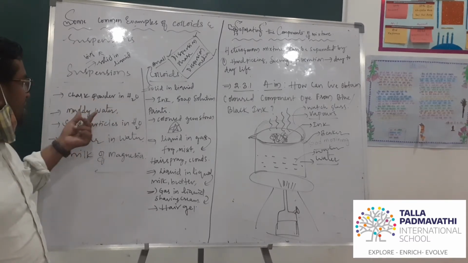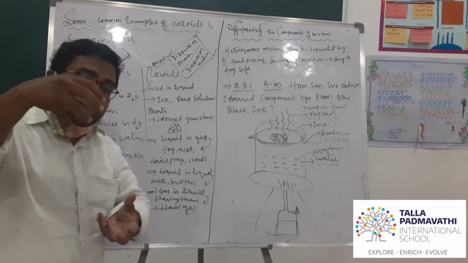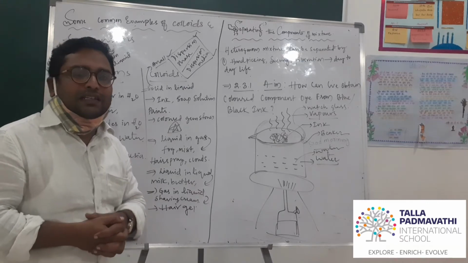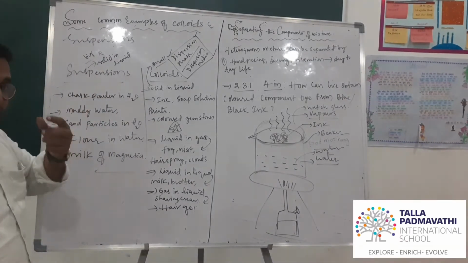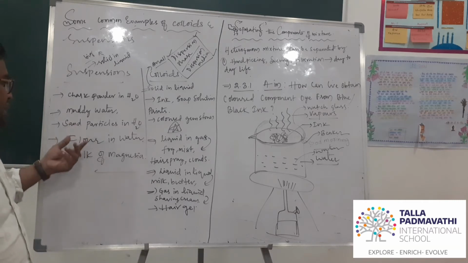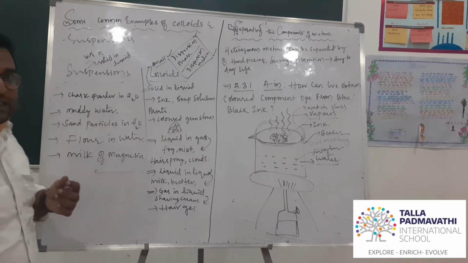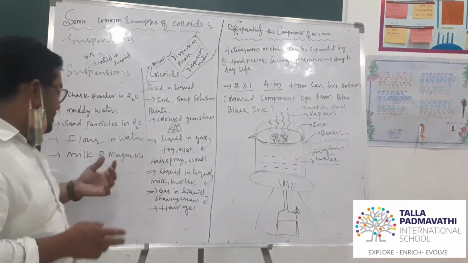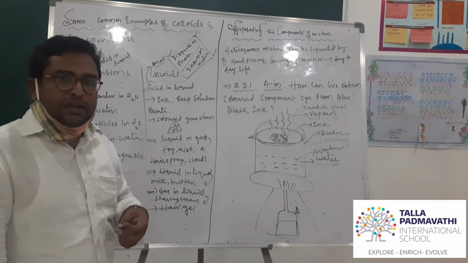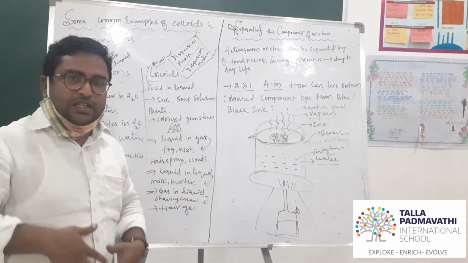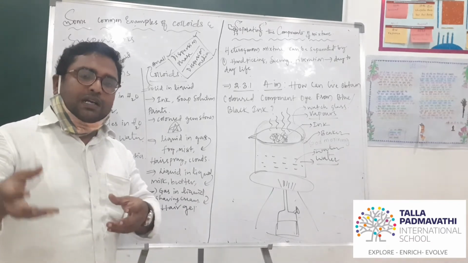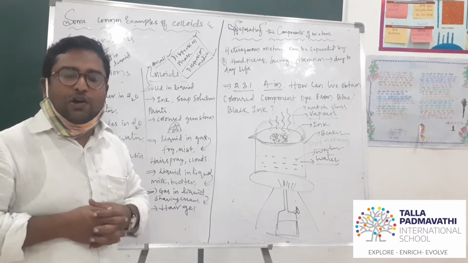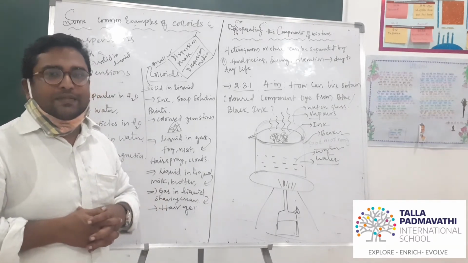Chalk powder in water, muddy water. When you add muddy particles to water, it appears like a suspension, because the particles are big and you can see them with our naked eye. Sand in water is also a good example of suspensions. Now, milk of magnesia, normally used for digestion. Magnesia added in milk looks like a suspension, as magnesia never dissolves in the milk. So it is called a suspension.